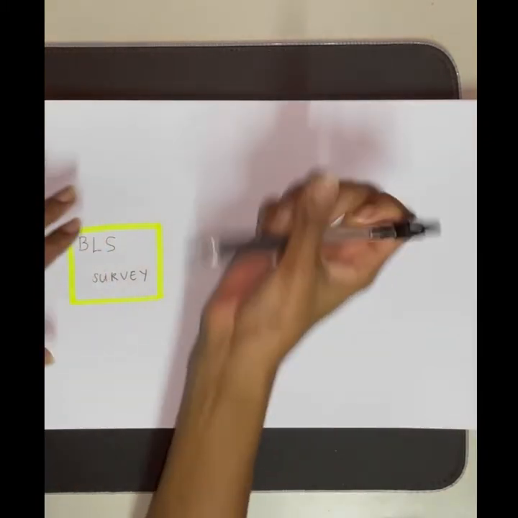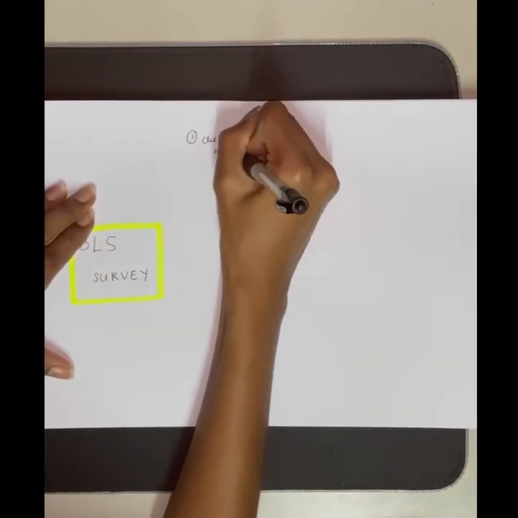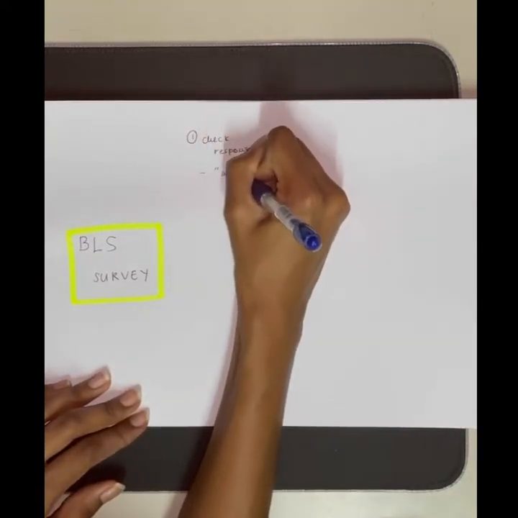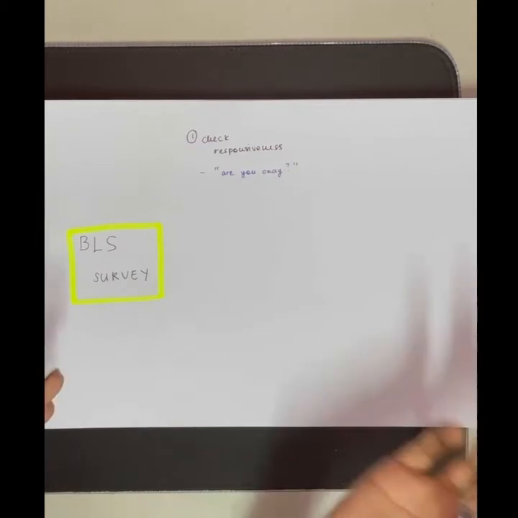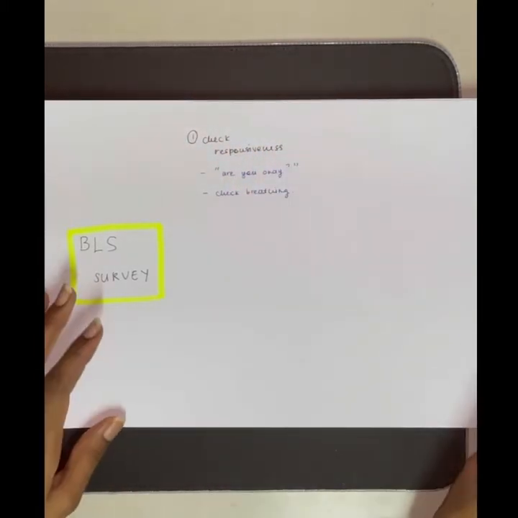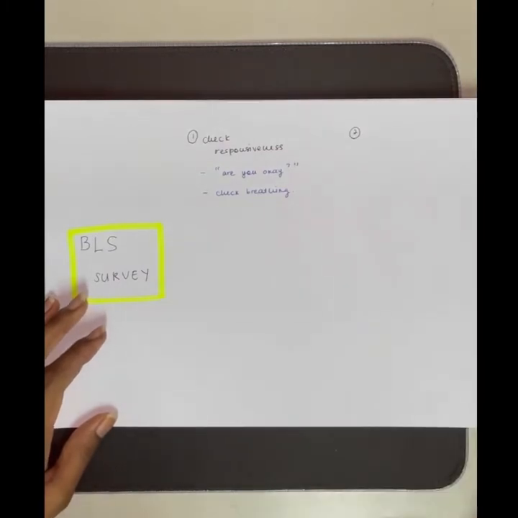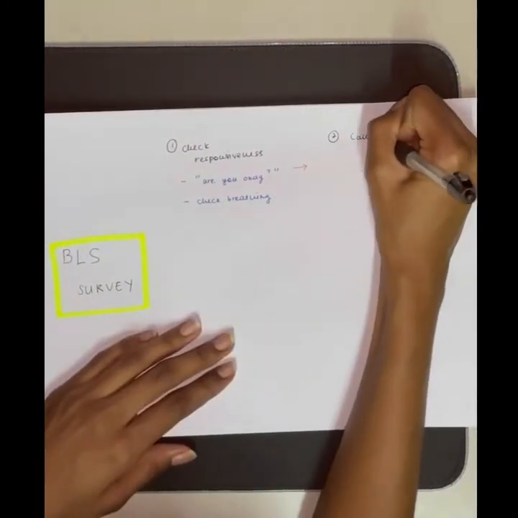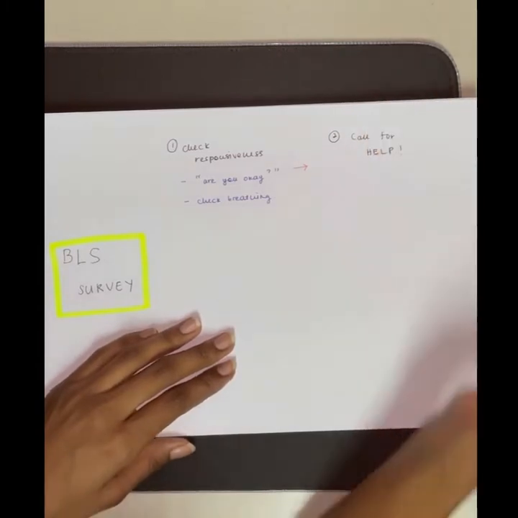I will firstly start off by explaining the BLS survey when assessing a possible victim of respiratory arrest. Firstly, check the responsiveness by shaking and shouting, "Are you okay?" And then check for breathing. If breathing is absent, continue with survey, which leads to the second point, which is to get help by calling the EMS.